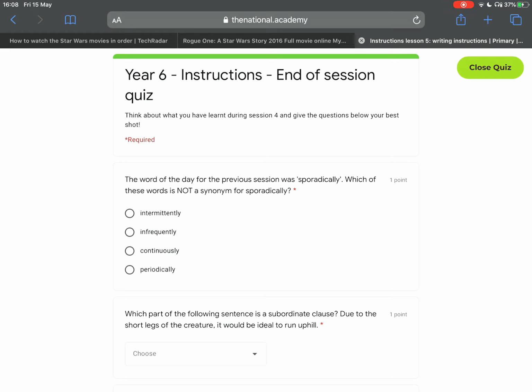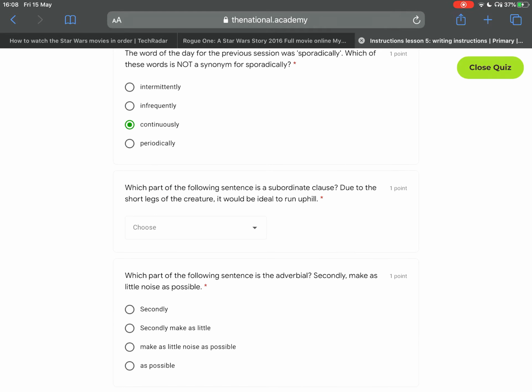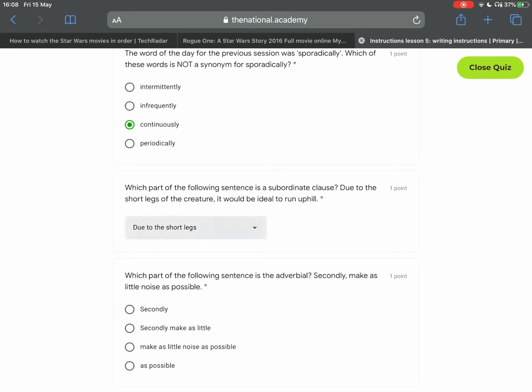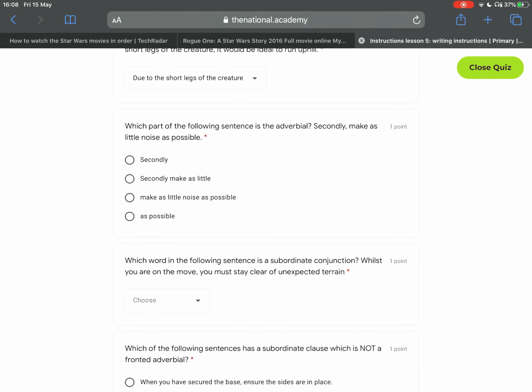The word of the day for the previous session was sporadically. Which of these words is not a synonym for sporadically? That's continuously. Which of the following sentences is a subordinate clause? Due to the short legs of the creature, it would be ideal to run uphill. This one would be due to the short legs of the creature.